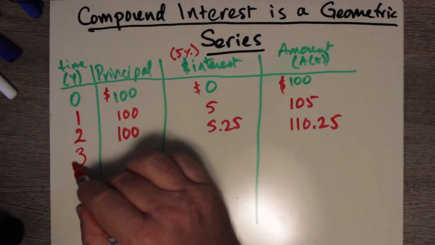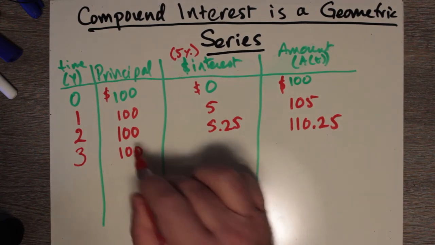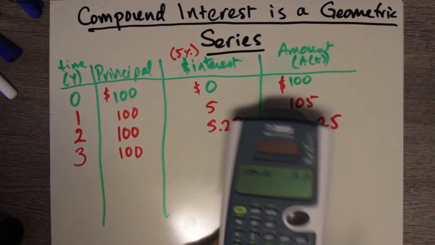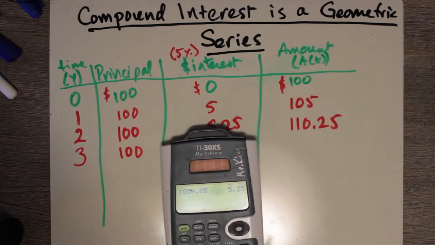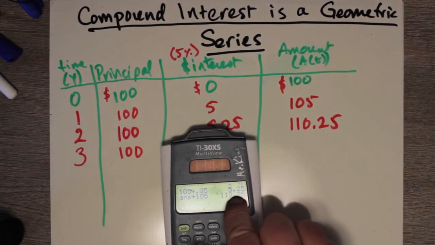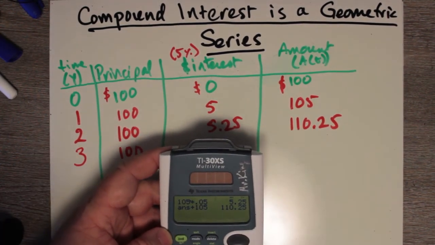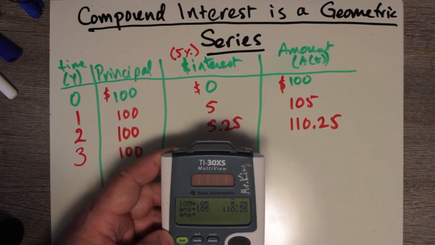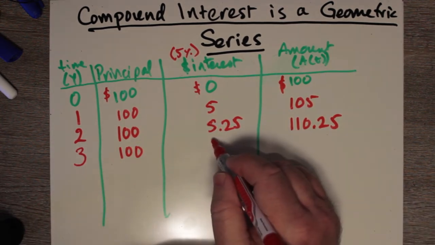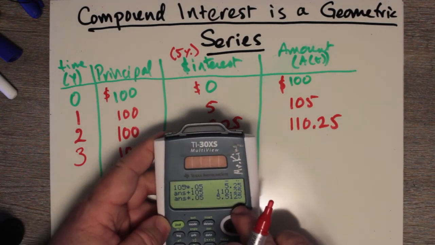So let's go to year three. This is where it gets interesting because we're going to go beyond two decimal places. So now I add my 5.25 to 105 and I get 110.25. But now I need to do 5% of this number, 5% of $110.25. So I go times 0.05 and I get 5.5125. Why don't I just say $5.51? Because that's what it rounds to.